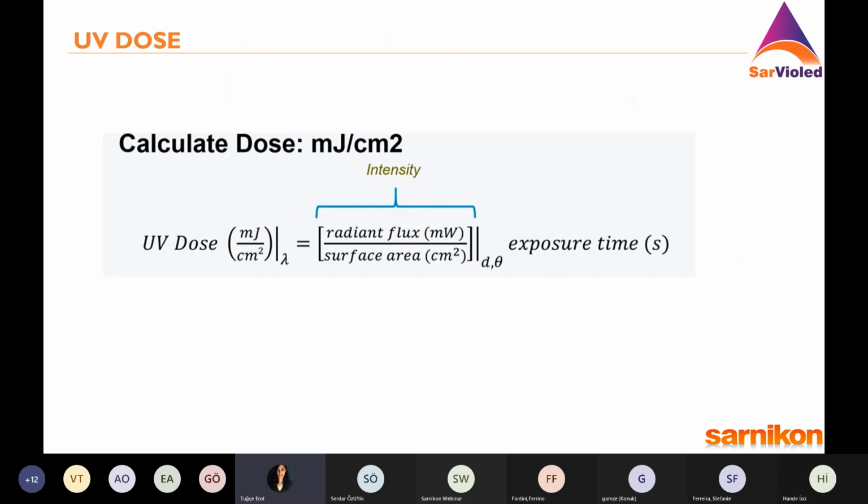The most important thing in UV calculation is the dosage. UV dose is an energy which is generated by UVC source. It is defined by this equation, which is a combination of UV light intensity and exposure time. Radiant flux is the amount of power radiated through a given area in the form of photons. It is specified by the UVC source.